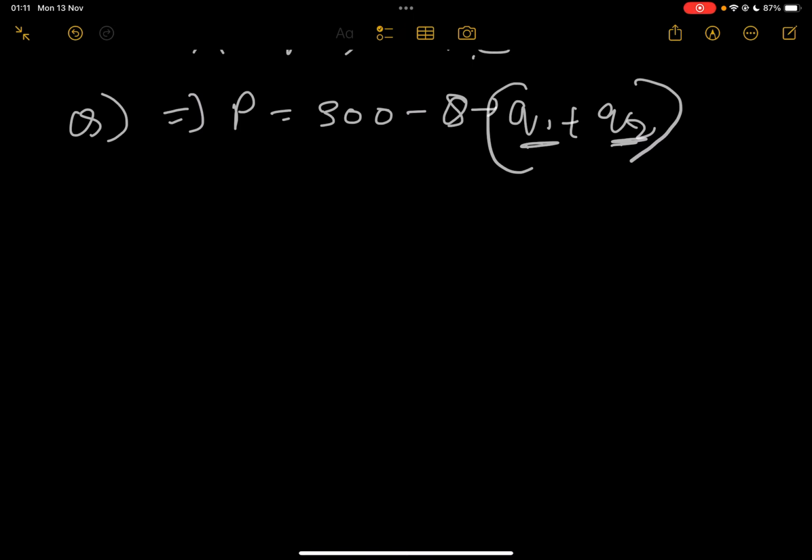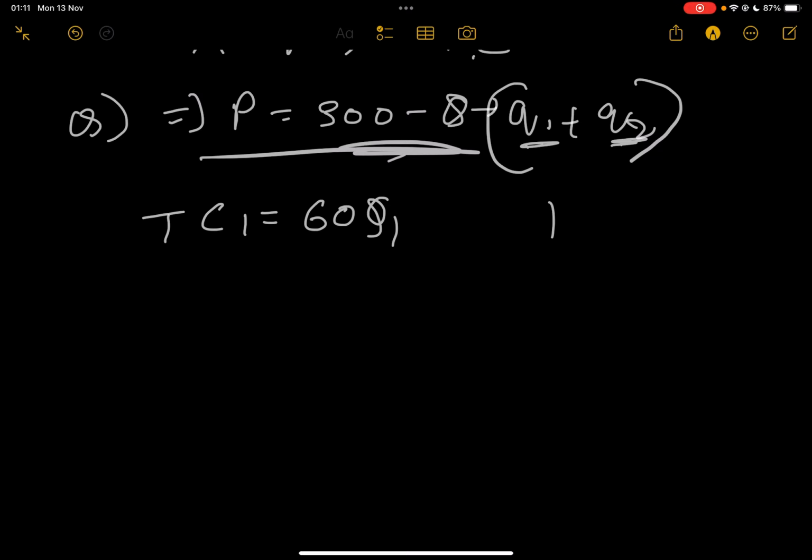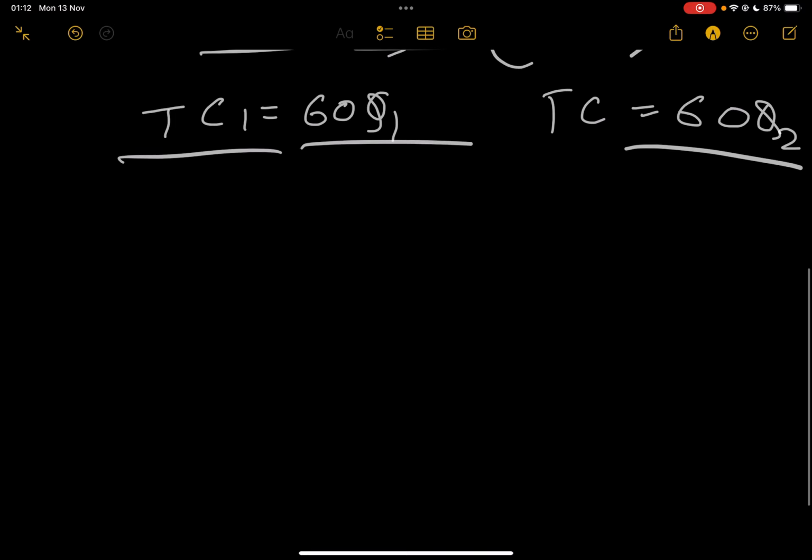So this is the price that was given in the question, and the total cost is 60Q1 for firm 1, and the total cost for firm 2 is 60Q2. We are assuming, for the sake of mathematical simplicity, that the total cost is the same for both of the firms. And the marginal cost is nothing but the differentiation of total cost with respect to Q1. So here it's going to be 60, and for this it's going to be 60.